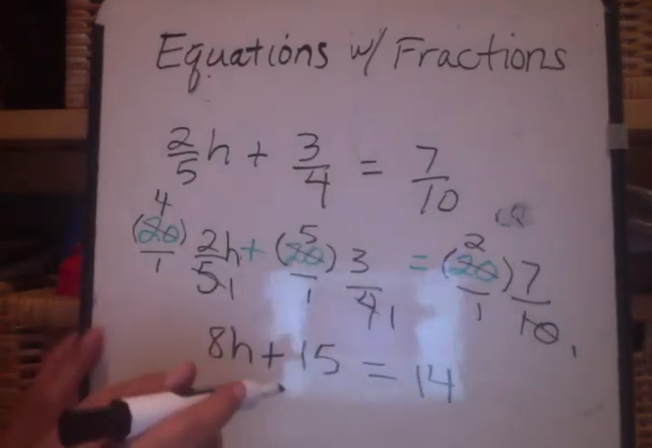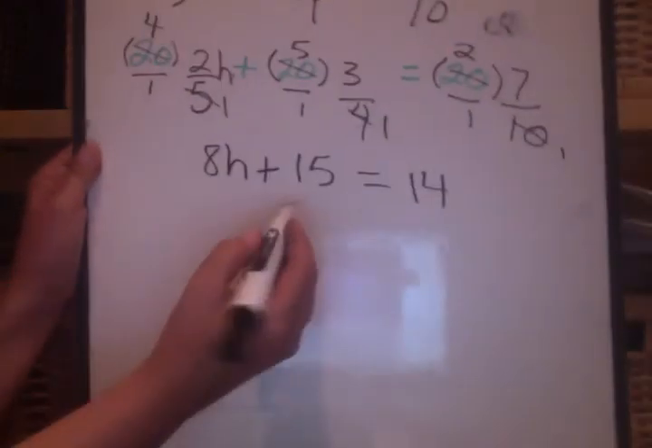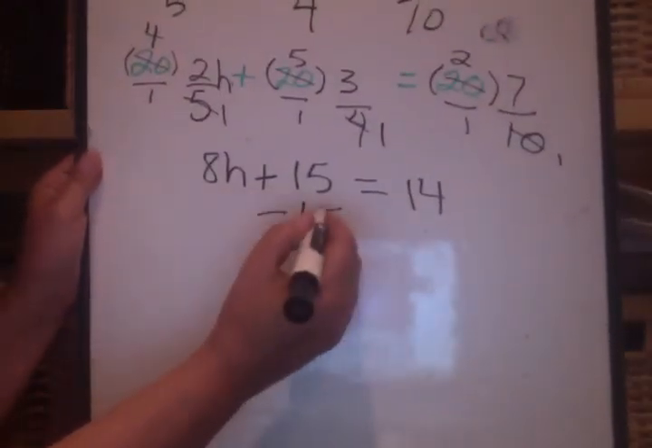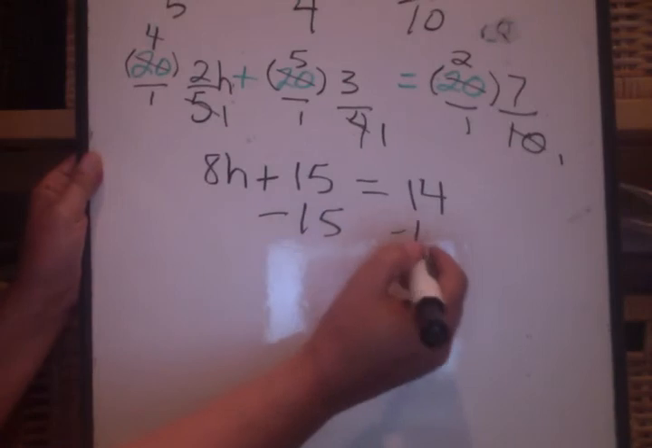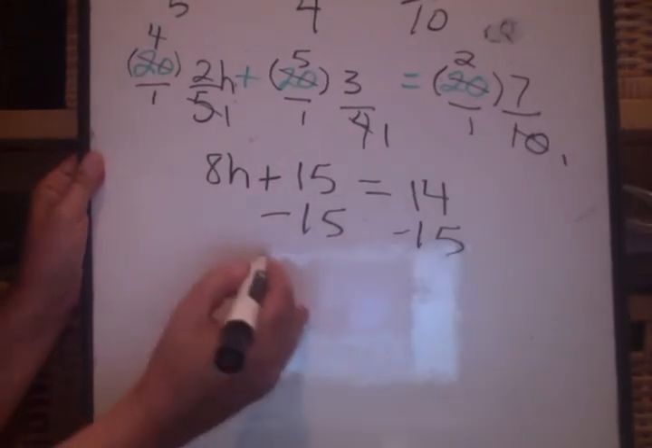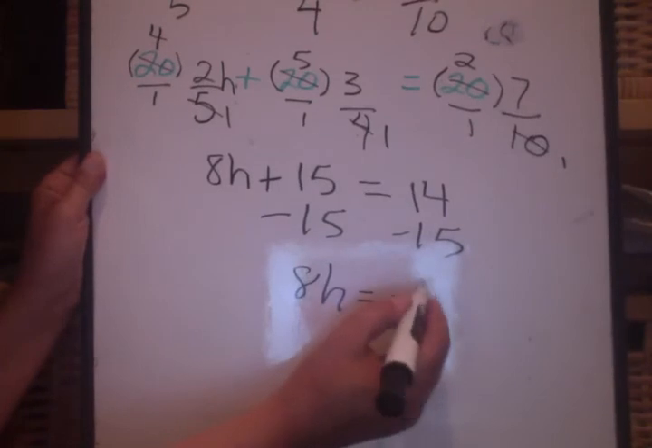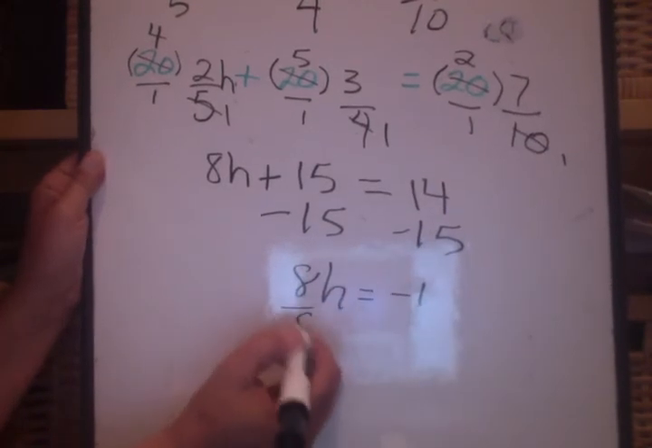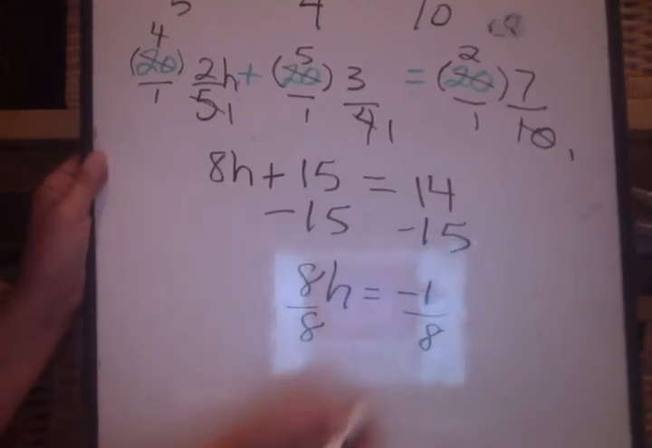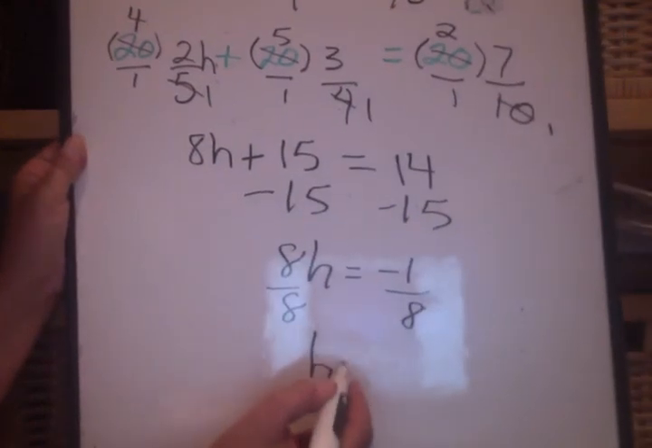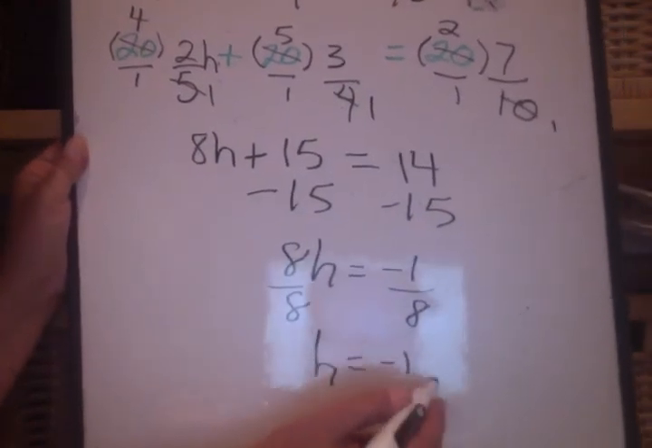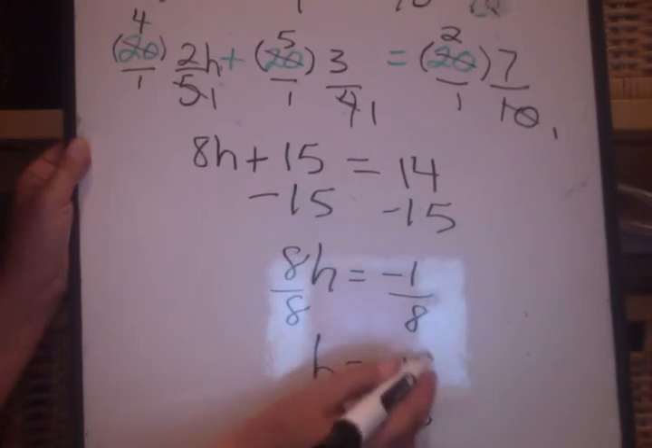I have 8h plus 15 equals 14. I subtract 15 from both sides, and I get 8h equals -1. Divide both sides by 8, and I get h equals -1/8. And that's my answer.